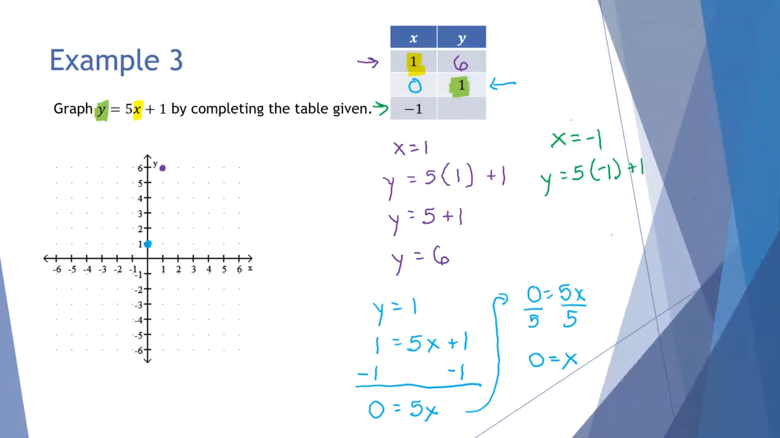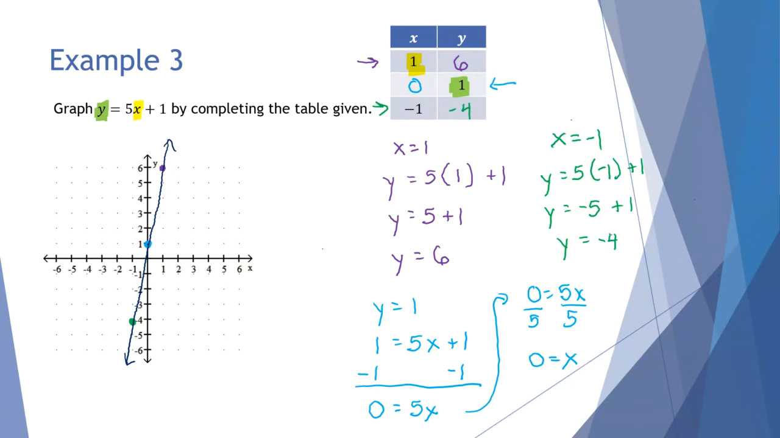That is correct. So 5 times -1 is -5. So we have -5 plus 1. We get -4. Thank you. I like to have you guys interact a little bit. So when I graph this, I start in the middle. I go to the left to -1, and then I have to go down to -4. Then I'm going to connect these with a line, and I'm going to do my best to do a straight line. It's not perfect, but now I have graphed this equation.